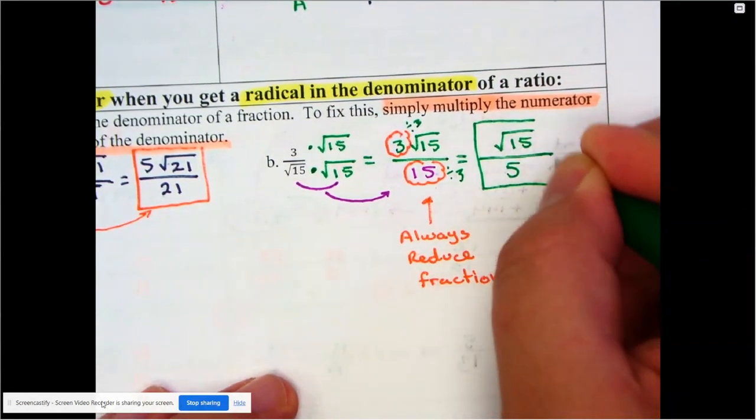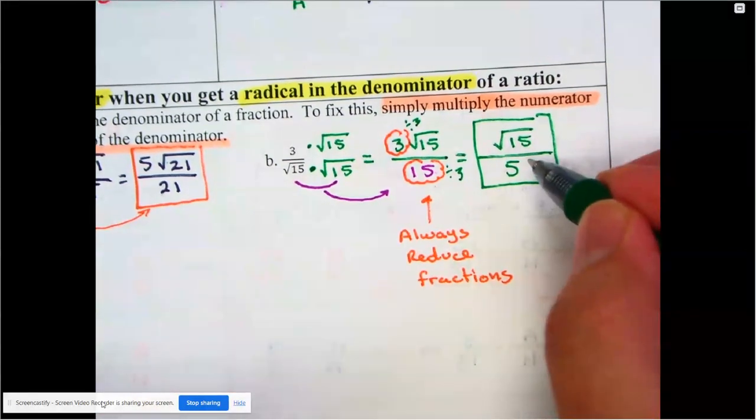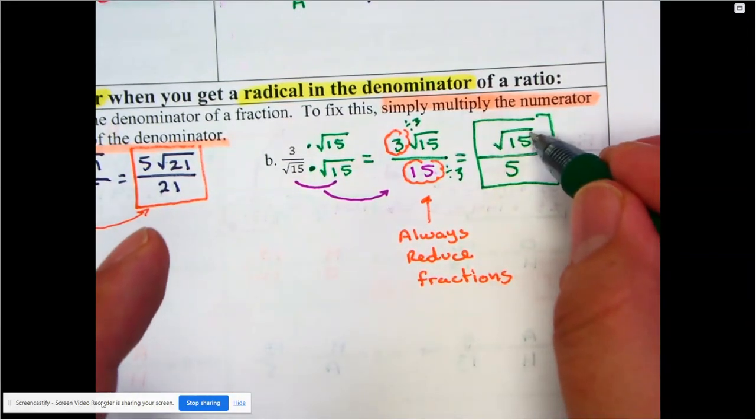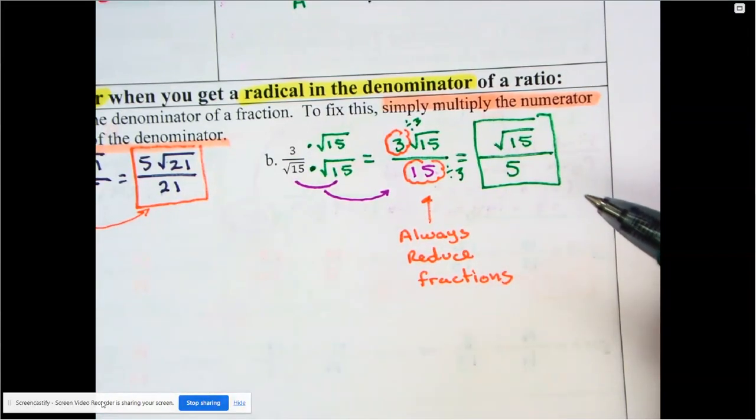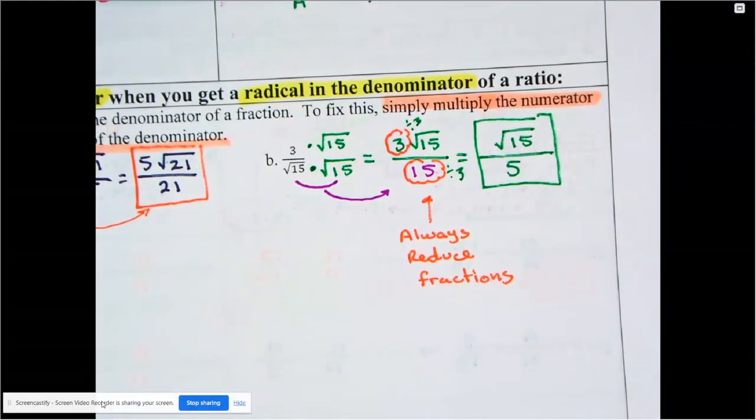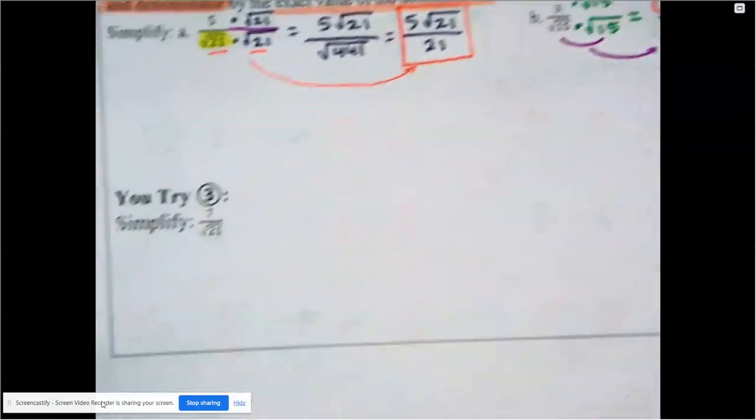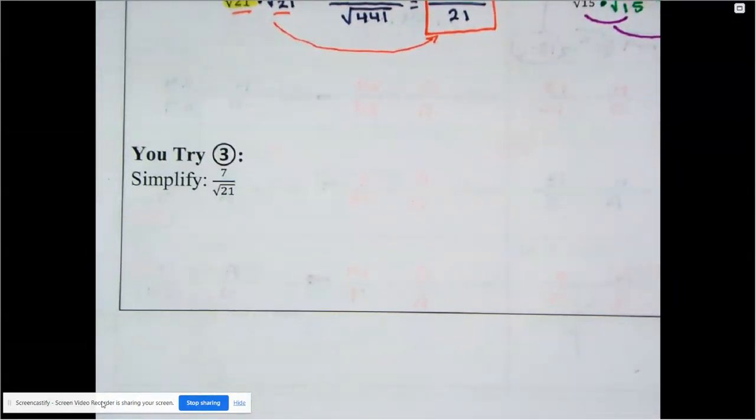Now, the mistake people make is they'll go, well, can't you reduce those? That's an inside number, inside a square root. This is an outside number. You can't really mess with that. So we're going to give this one right here a try. See, it says You Try number 3. So take a moment, give it a try.